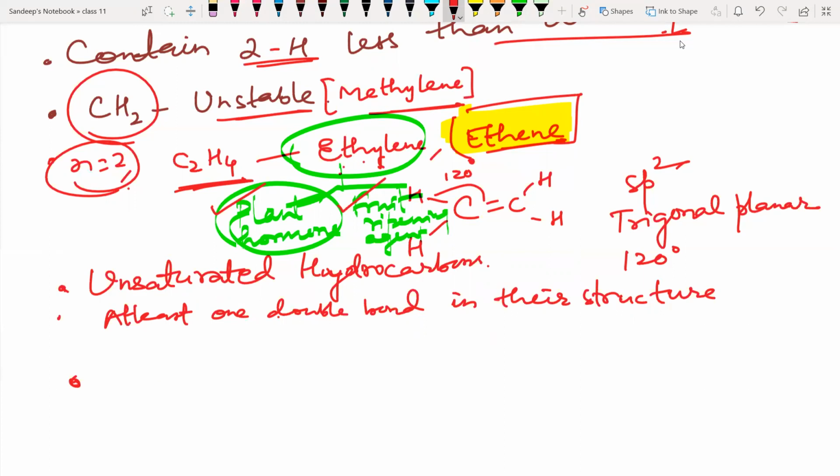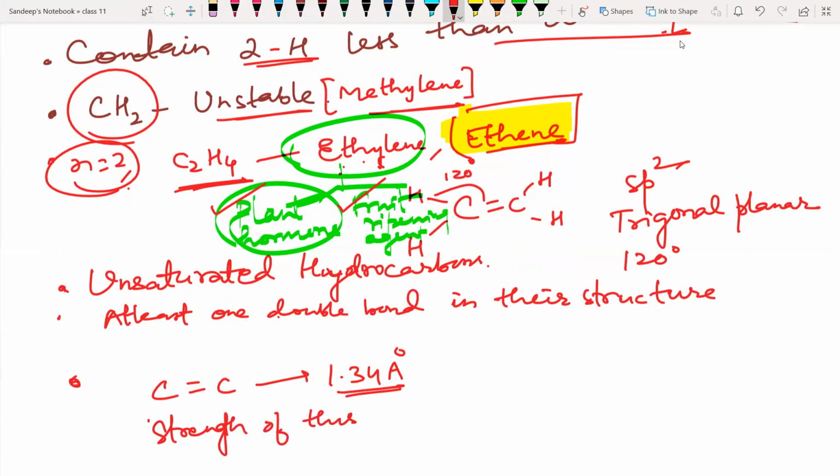The carbon-carbon double bond is 1.34 angstrom in length. Keep this in mind. And the strength of this double bond is 681 kilojoule per mole. Note down.